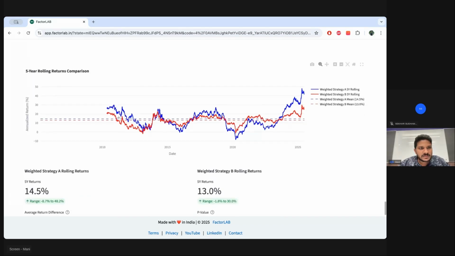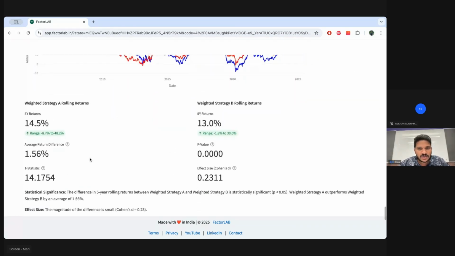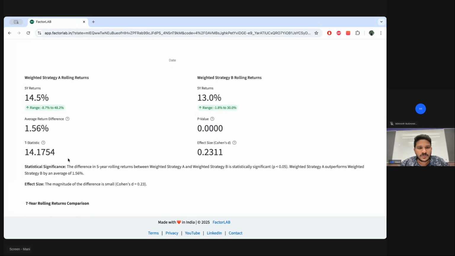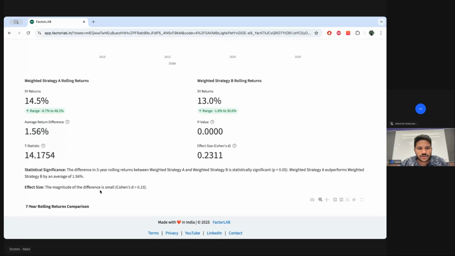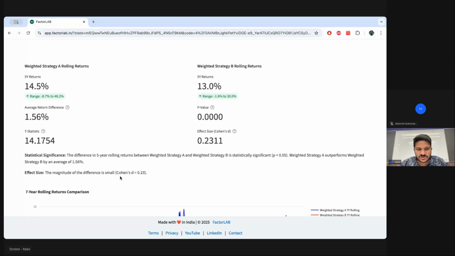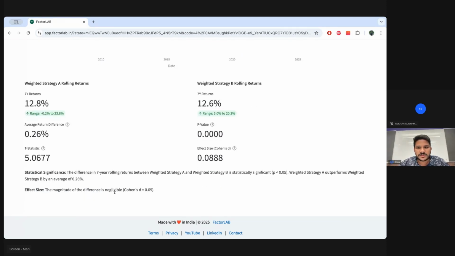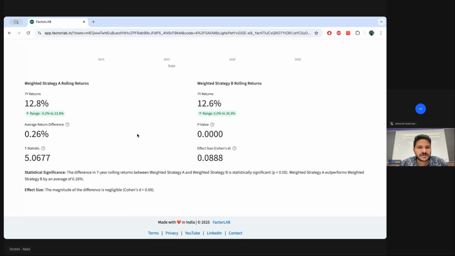And similarly for 5-year rolling return, you have these numbers. P-value tells you the significance, and then you also have a t-statistic in case you want to look at that number as well. Here as well, you can see that the magnitude of difference in case of a 5-year rolling return comparison is also small. But when you look at a 7-year rolling return, you see that the difference is actually negligible. Okay, so this is the entirety of it.